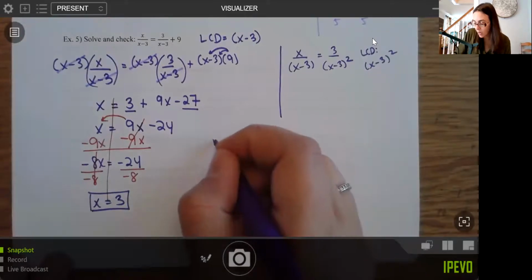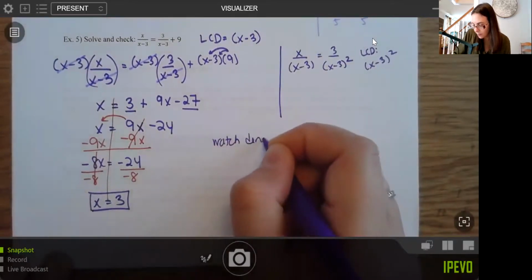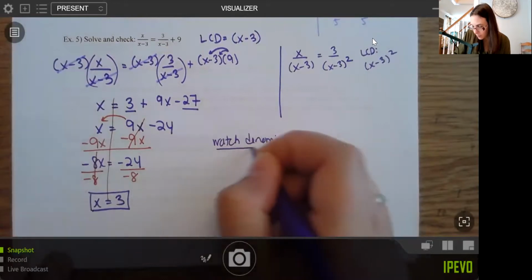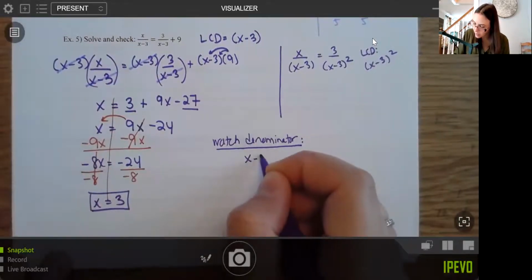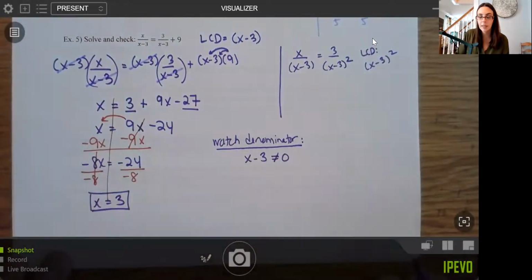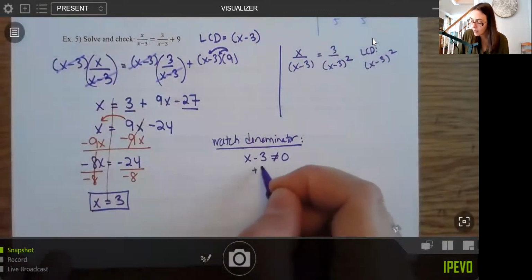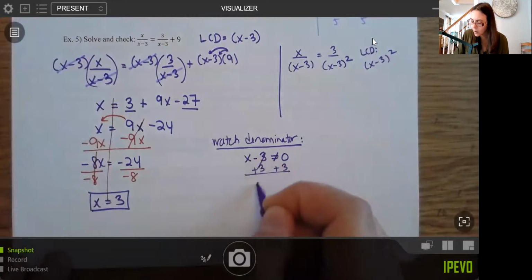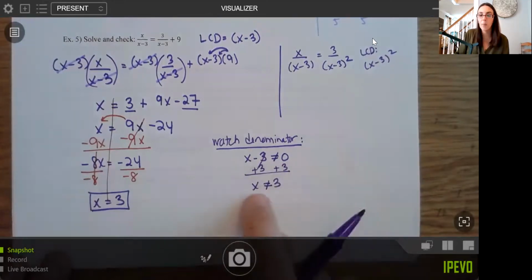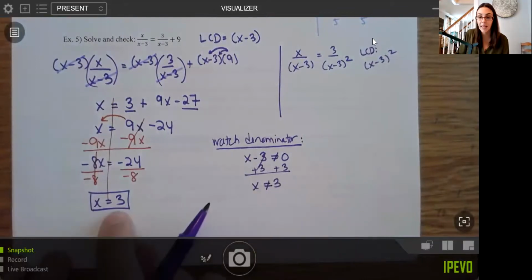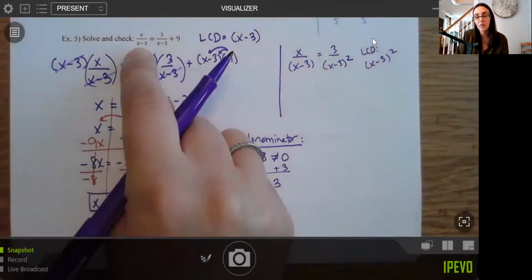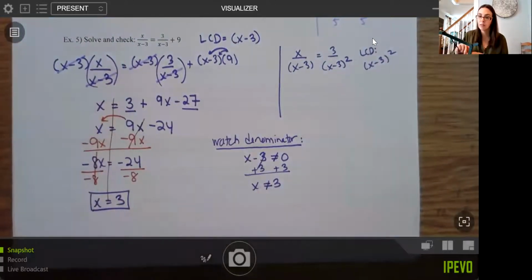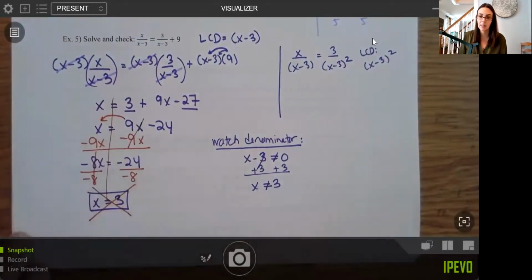Now remember, you need to watch your denominator, right? Denominator cannot be 0. So if I look at my denominator here, I need to make sure that x minus 3 is not equal to 0, because that would be my denominator. Well, when I go to solve this, and even though it's a not equal sign, it solves the same way. I see that my answer cannot be 3. But that's what I got. So this is bad, right? I'm not supposed to get 3. 3 would make my denominator 0, which is undefined. So this is not a real solution. This is an extraneous solution in this case.